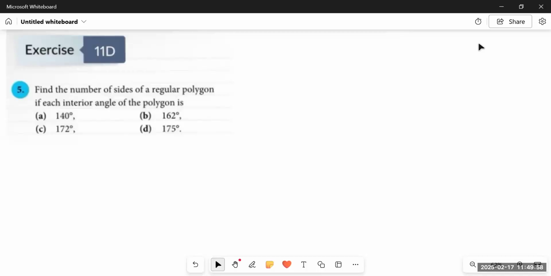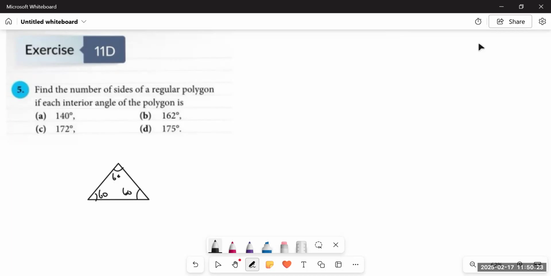Next, we have question number 5. And what if we are provided with the interior angle and not the exterior angle? So let's start from the beginning. We talked about that in a triangle, the sum of angles equals 180 degrees. So if it's an equilateral triangle, then all of the angles would be equal to each other. Every angle would be 60, 60, 60.